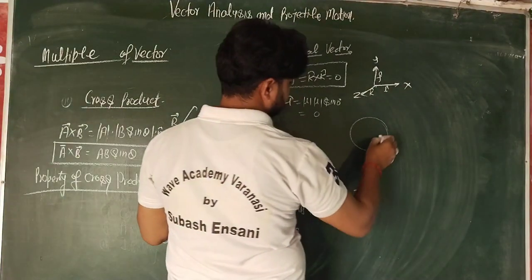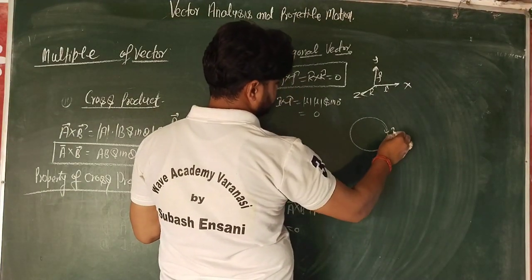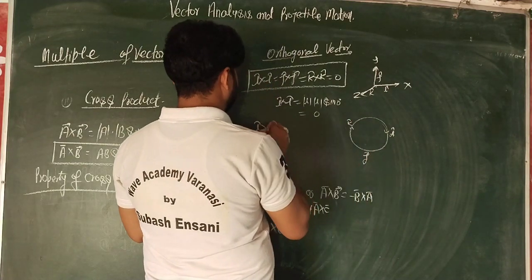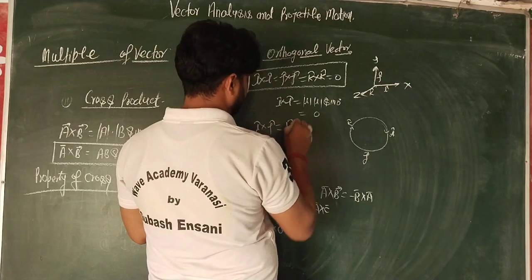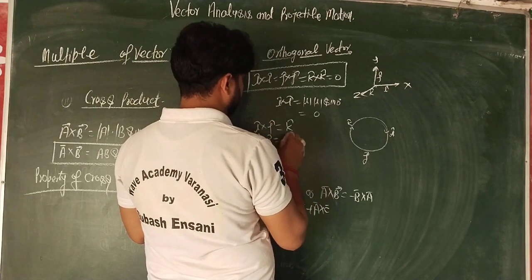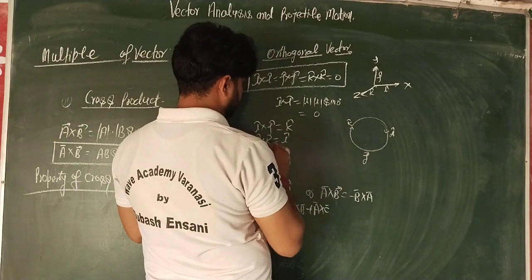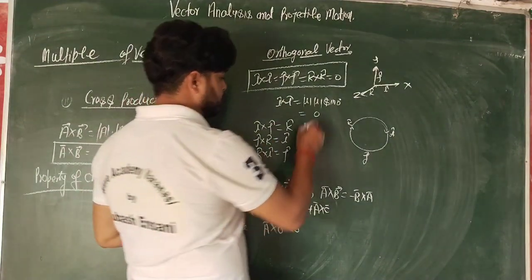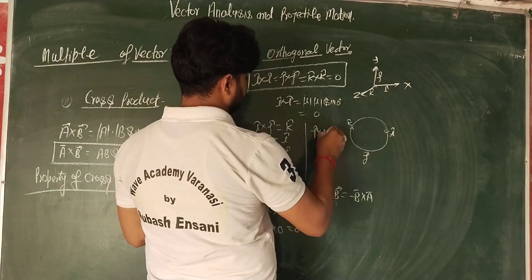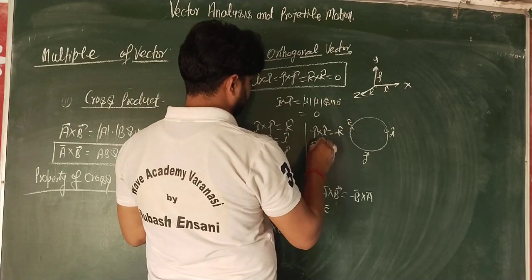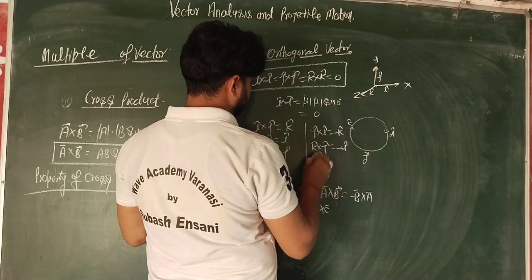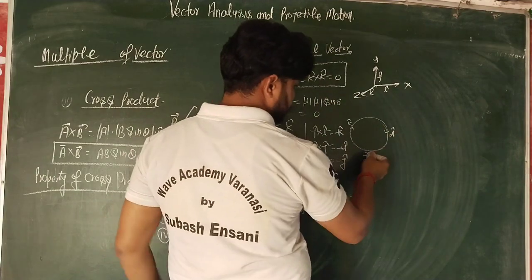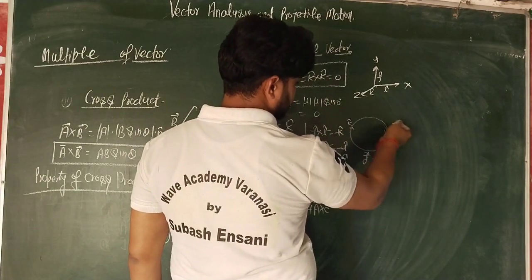But i cross j is equal to k, j cross k is equal to i, and k cross i is equal to j. In the clockwise cycle it is positive, and in the anti-clockwise it is negative: j cross i equal to minus k cap, k cross j is equal to minus i cap, and i cross k is equal to minus j cap. Again, i cross j is k, j cross k is i, k cross i is j.